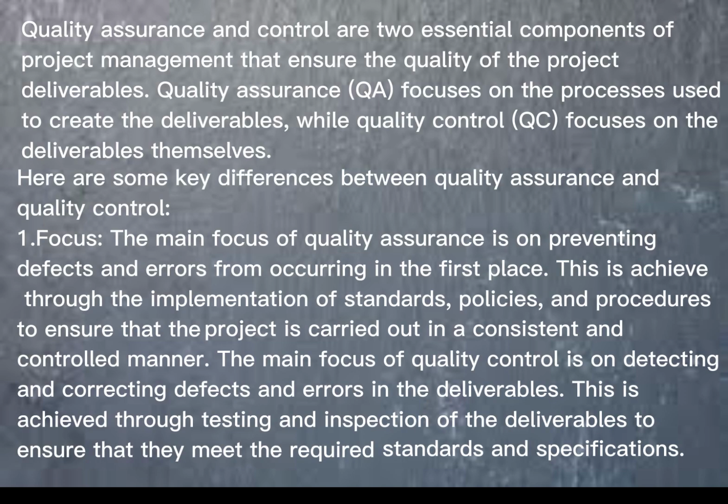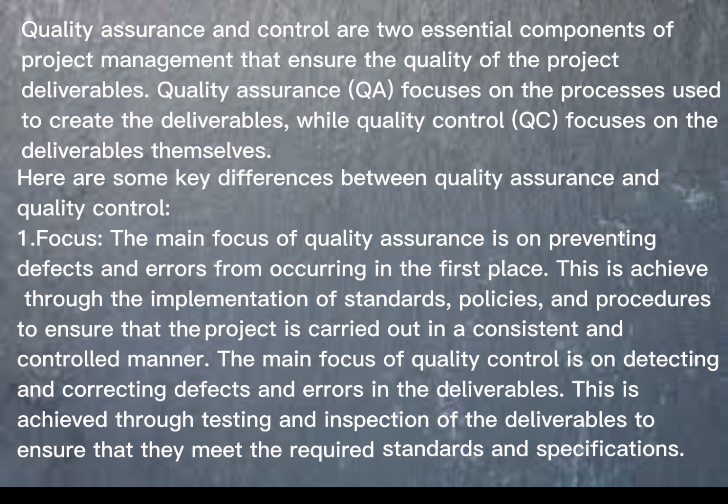Quality assurance and control. Quality assurance and control are two essential components of project management that ensure the quality of the project deliverables. Quality assurance (QA) focuses on the processes used to create the deliverables, while quality control (QC) focuses on the deliverables themselves. Here are some key differences between quality assurance and quality control.